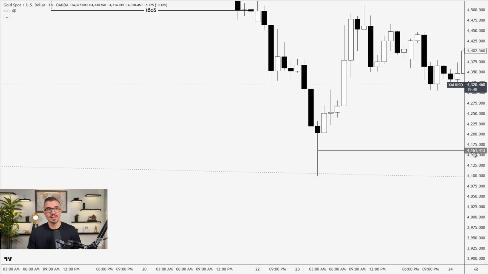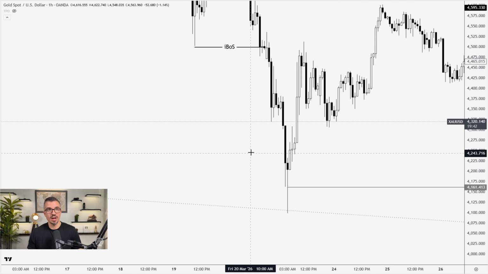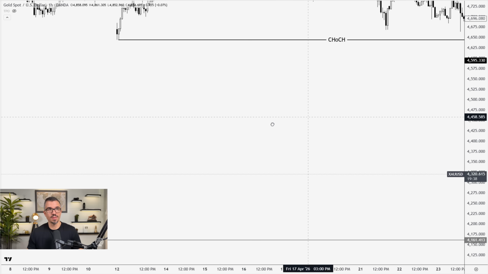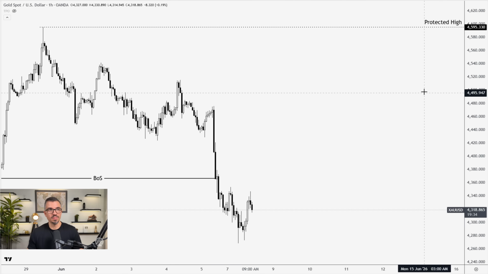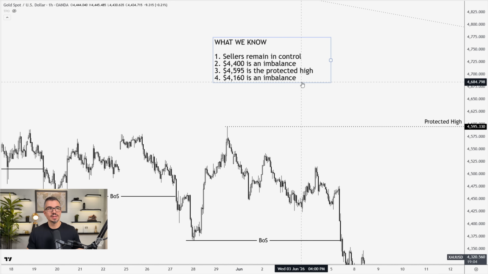So I'm going to say that 4160 is also an imbalance, and that's an unmitigated imbalance because if you notice here, if I move out, from this low down here, we never came back to revisit this. So we also know that 4160 is going to be an imbalance. And like I mentioned about 4400, we know that that's significant because markets often revisit those imbalances. So we're going to say 4160 is an imbalance, just like number 2. Those are the things that we know.